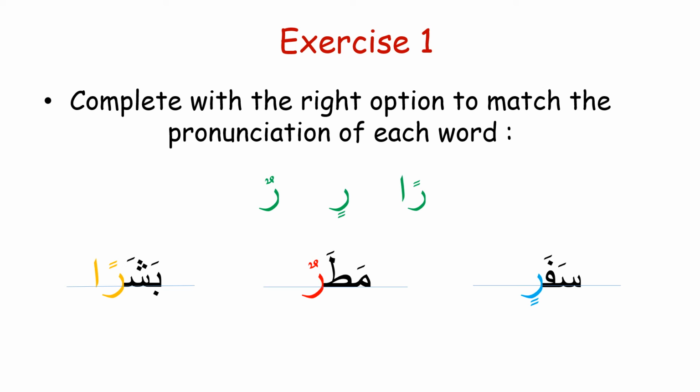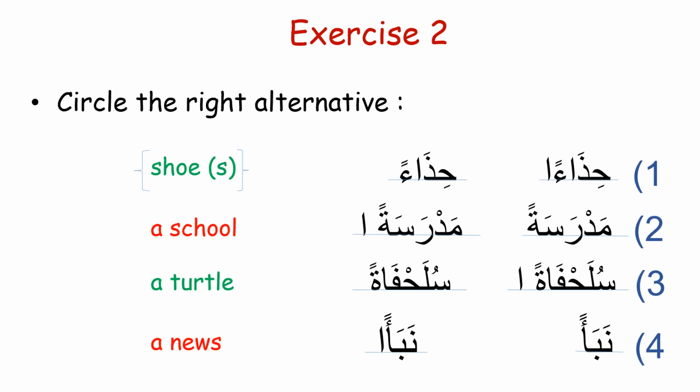Last but not least, بشر ends with a ra sound joined to an N, and that's the sound of double فتحة, i.e. تنوين الفتح. So the right option is the first one, obviously. See how simple this is? Well done, everyone. Let's move on to our second exercise.